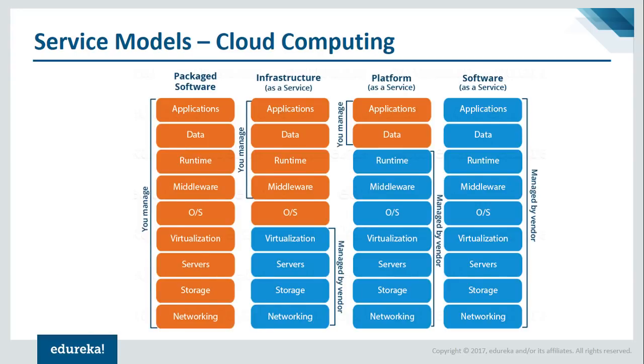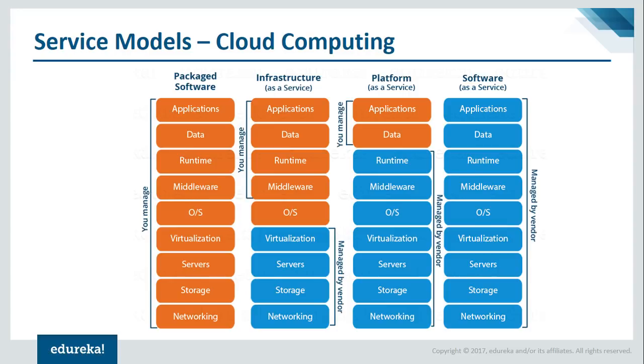Moving on, guys. Now, if you would like to conclude what you just learned, you can say if you have your own computer, you'll have to manage the networking, the storage, the servers, the virtualization, operating system, and everything, right? If you take infrastructure as a service from a cloud provider, you have to manage only the operating system, middleware, runtime, data, and applications, right? So this is what infrastructure as a service is.